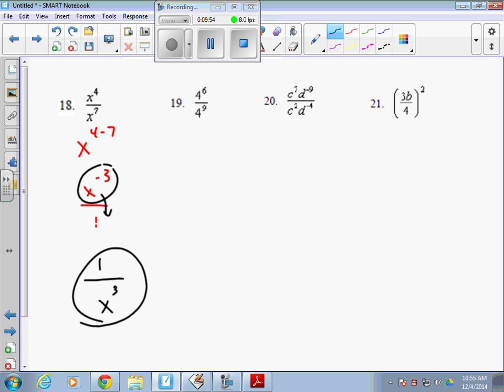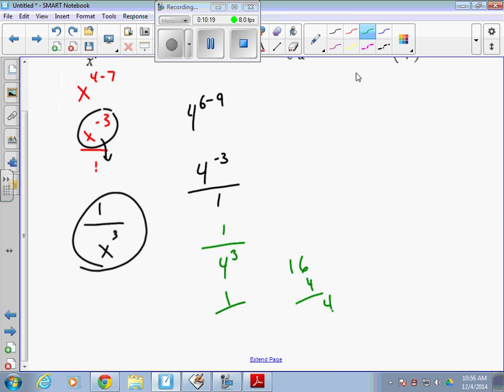The same thing with number 19. You have 4 to the 6th over 4 to the ninth, it becomes 4 to the 6th minus 9 is 4 to the negative third. Ride the elevator again. 1 stays at the top, 4 comes down, and it's raised to the positive third. 4 times itself, 16, and 16 times 4 is 64. I should know that one. 1 over 64 is your answer.